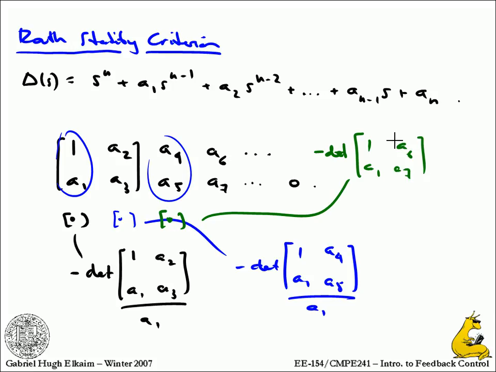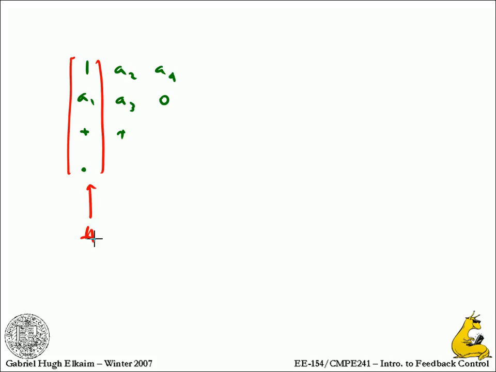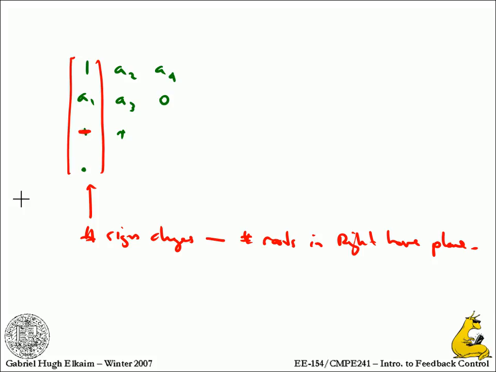And at some point, these are going to start getting zeros in them, right, as you go. And then this whole thing is going to collapse in a triangular fashion. So what you're going to wind up with is something that looks like you have 1, A2, A4, A1, A3, 0. Then you're going to wind up with 2 numbers here, right? Then you're going to wind up with 1 number there. And the idea is if you look at this first column, the number of sign changes tells you the number of roots in the right half plane. So if there's any sign changes, if any one of these turns out negative, that's it. Your system is unstable.